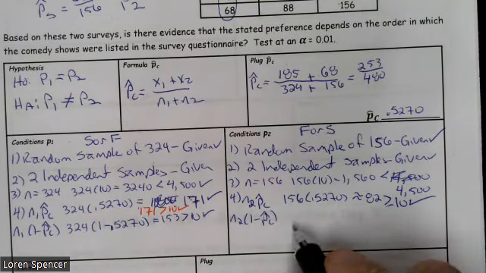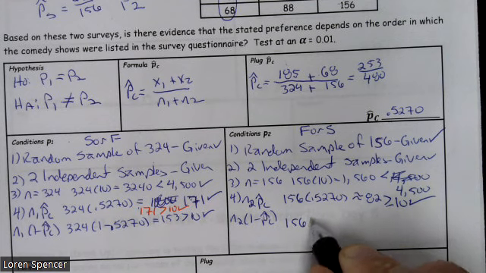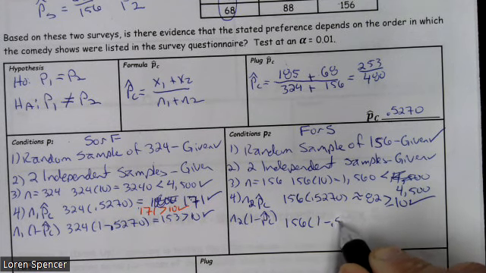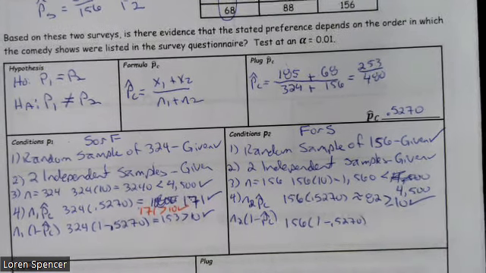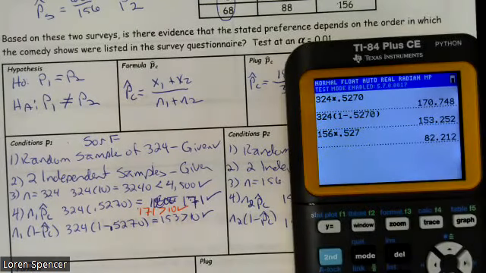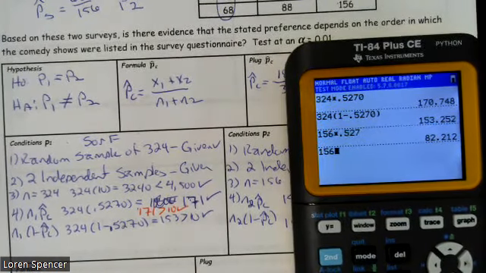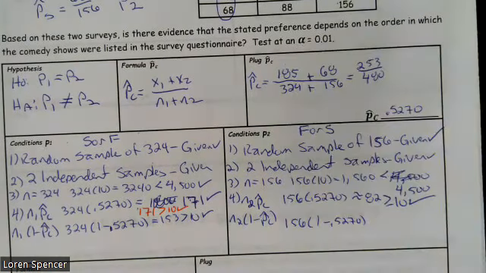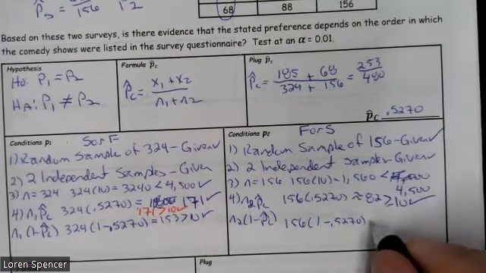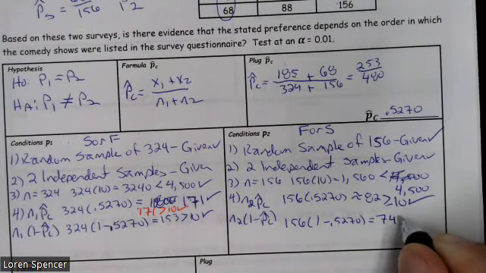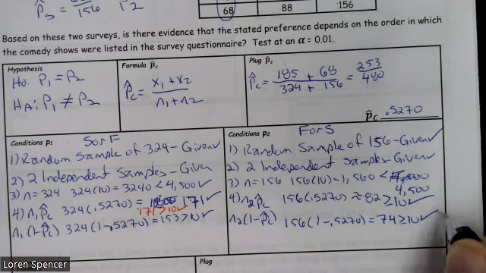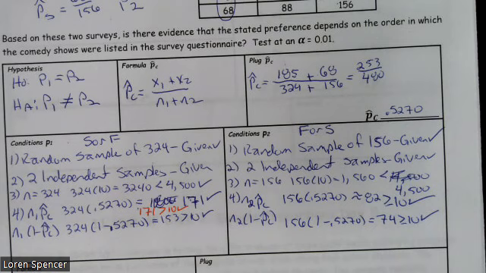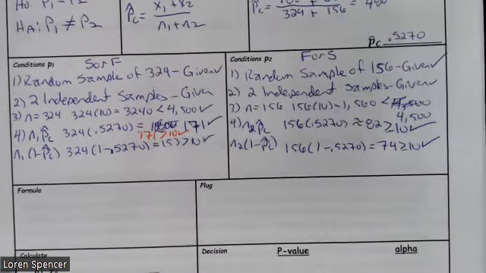So that's good. Then we have 156 again times 1 minus 0.5270. And we get about 74. And that's also greater than 10. So our sample is large enough to use the normal approximation. So we're good to go with that. So we've met all 4 of our conditions, and we're ready to start running this test.